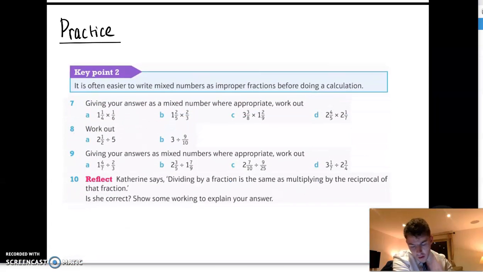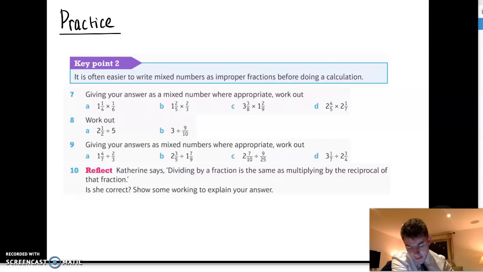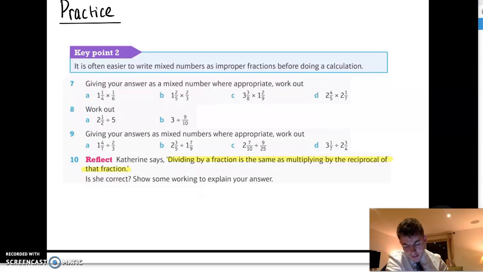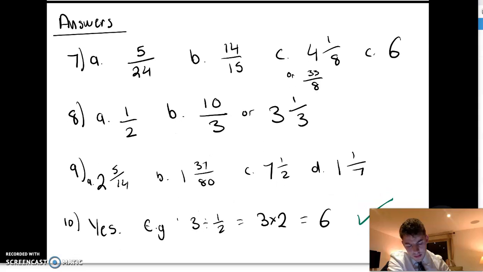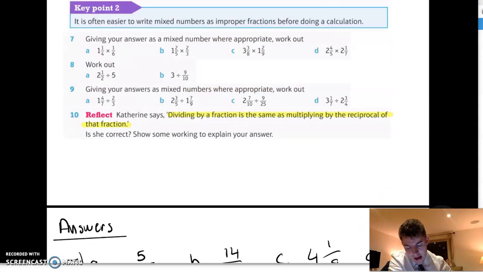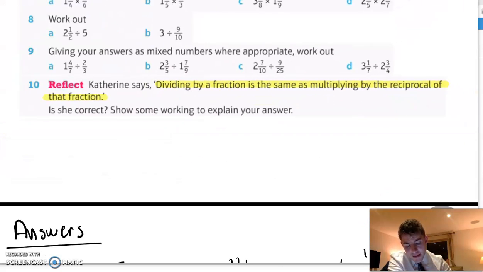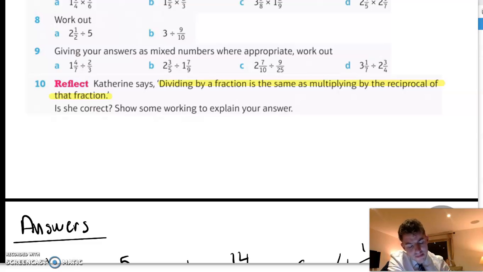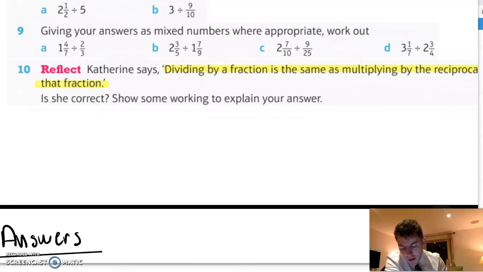Here are some practice questions. Pause the video and complete these now. At the end, have a little reflection. What happens here? So here are your answers on the next slide. And yes, dividing by a fraction is the same as multiplying by a reciprocal. So that's what we're doing, aren't we?